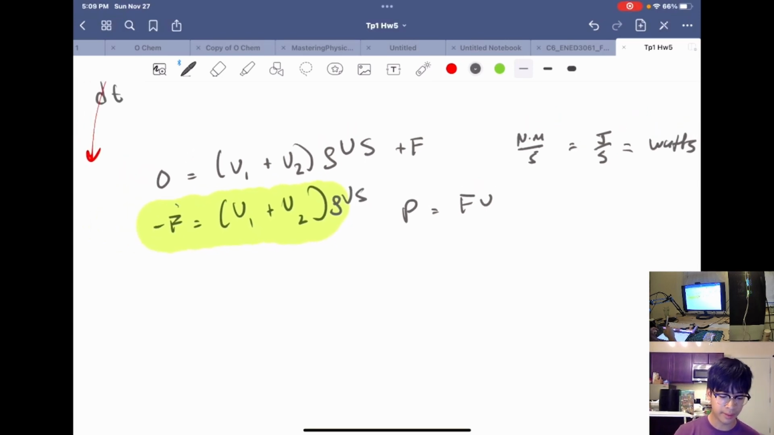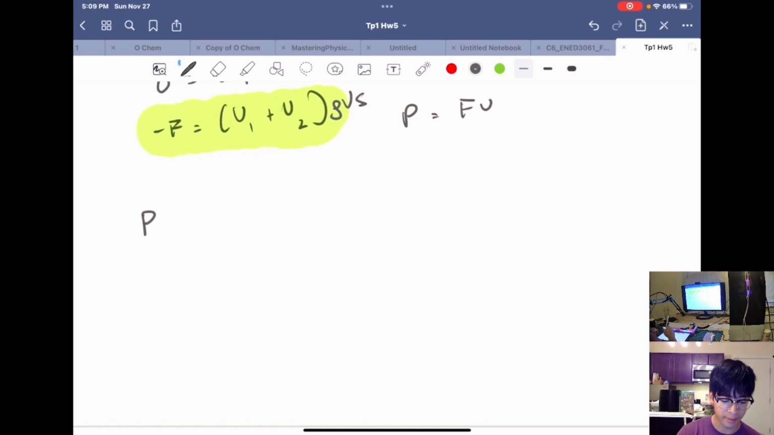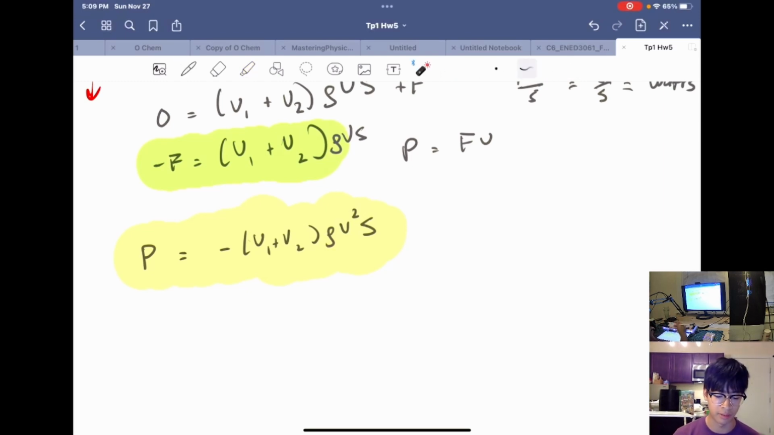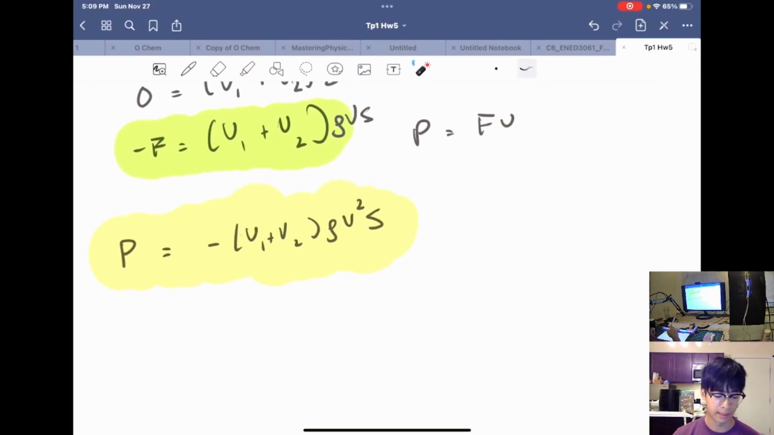We can use this expression to substitute for our expression of associated forces, such that the power can be defined by negative (v1 plus v2) multiplied by rho v squared s. Okay, and we have this expression here, and at this point we'll have to bring in the idea of a kinetic energy balance. But take a note here, just so we don't get lost.